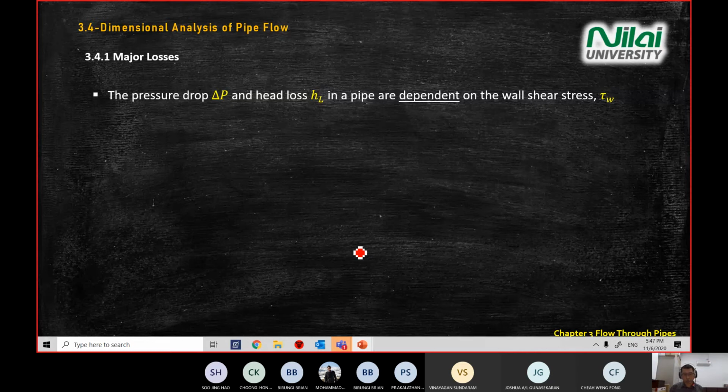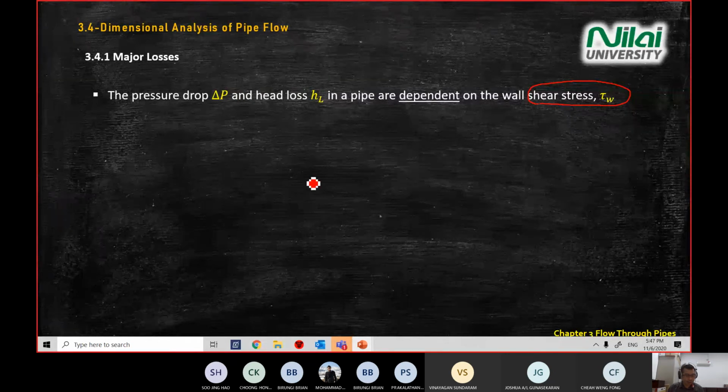So this is question 28. Question 28 asks what delta P and head loss HL are dependent on. They are dependent on the shear stress. This is just a fundamental understanding. What happens if you see some parameter given in the question? If you see wall stress given, then be prepared that you need to find delta P and also head loss.